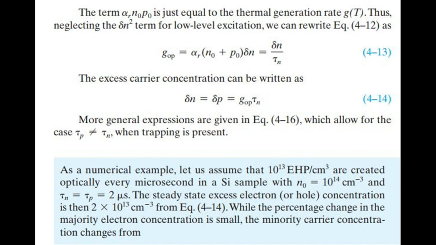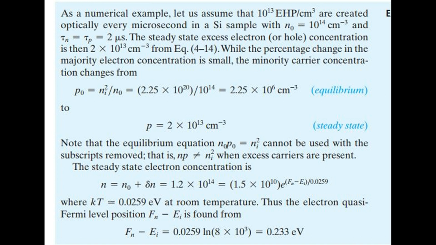Example 4-3. As a numerical example, let us assume that 10^13 electron-hole pairs per cubic centimeter are created optically every microsecond in a silicon sample with 10^14 carriers per cubic centimeter, where the number of electrons equals the number of holes. The steady-state excess electron, or hole, concentration is then 2×10^13 per cubic centimeter. While the percentage change in the majority electron concentration is small, the minority carrier concentration changes greatly. The steady-state electron concentration is given by the expression where kT equals 0.0259 electron volts at room temperature.